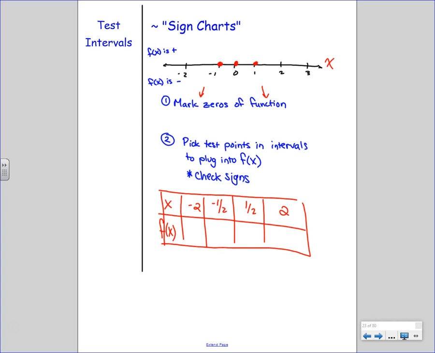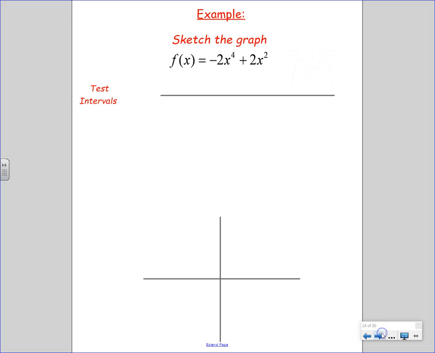Now, how do we actually plug into this? Go to the function. I'm going to show you guys this in the next one. We've already done a lot of the work for this problem, so we already know that this function can be rewritten as -2x squared, x plus 1, x minus 1. If the directions say sketch, you're not using your graphing calculator, you're going by hand in this section.